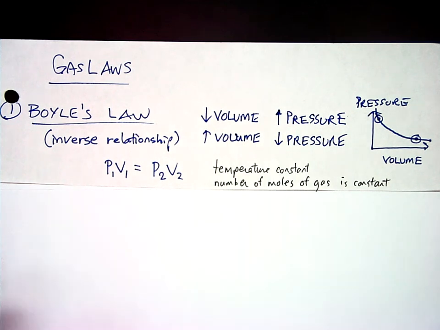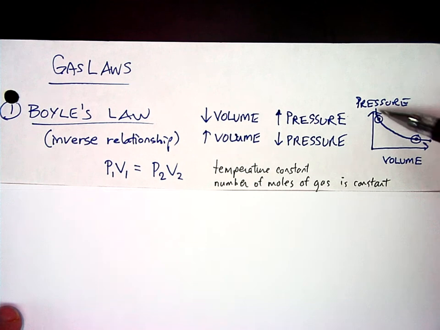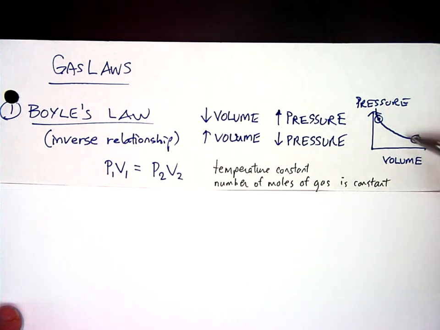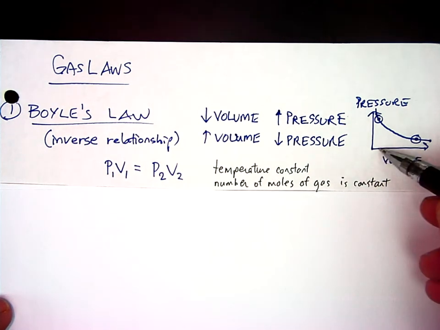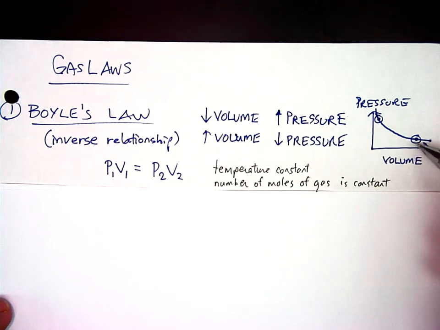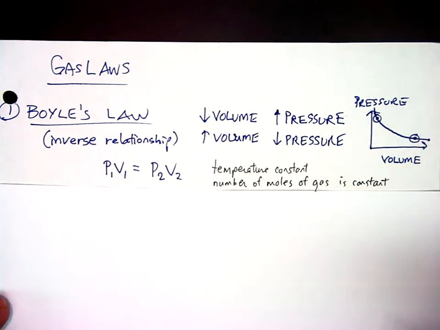If you were to measure several volumes of gases and pair them up with their pressure, we would see this kind of relationship. It's very much like a reciprocal graph, a hyperbola. As the volume decreases, the pressure will increase. If the volume decreases, the pressure goes up, and if the volume increases, the pressure goes down.